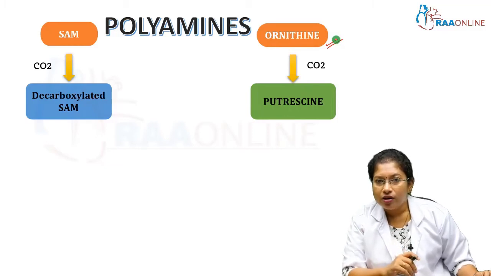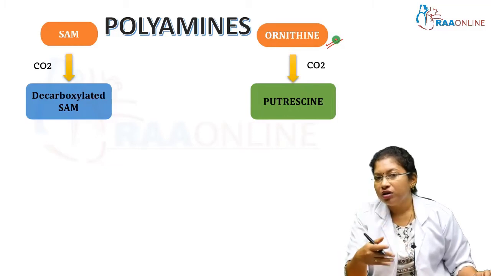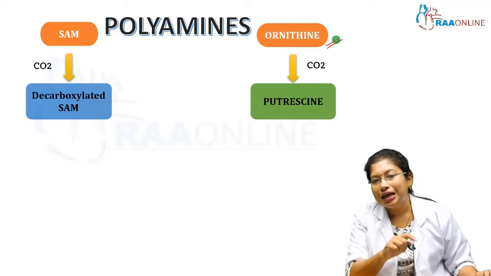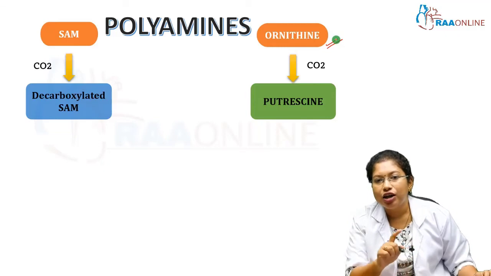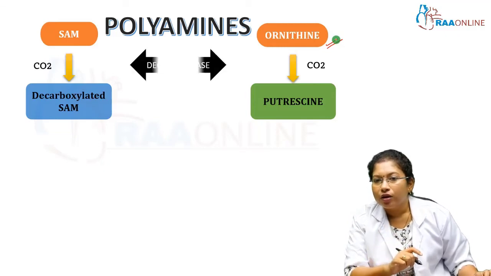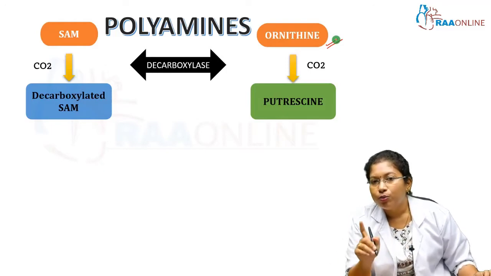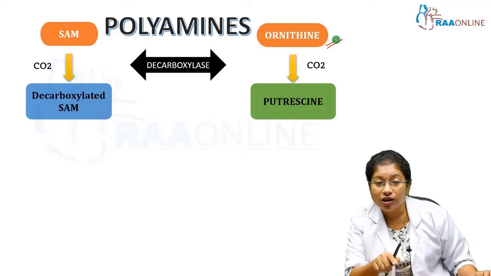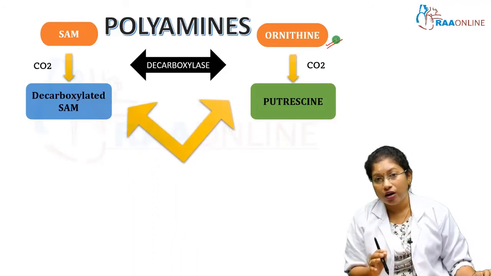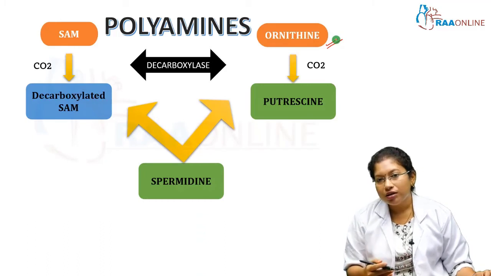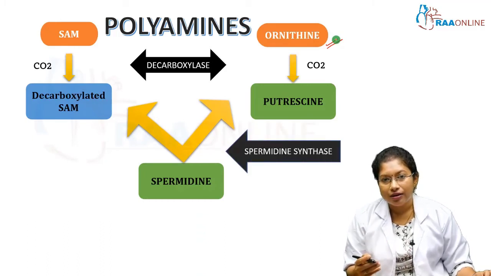Next, what happens? We have to synthesize spermidine and spermine. Putrescine combines with the decarboxylated S-adenosyl methionine. So the first reaction is a decarboxylation reaction, and the enzyme is decarboxylase. Second, putrescine combines with the decarboxylated S-adenosyl methionine to form spermidine. The enzyme here is spermidine synthase.